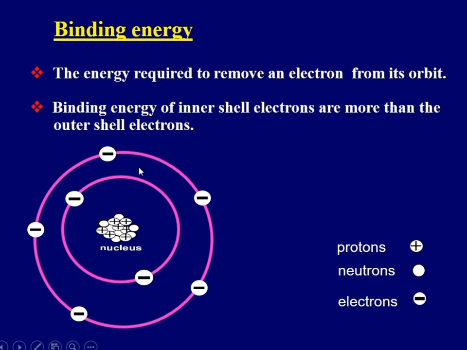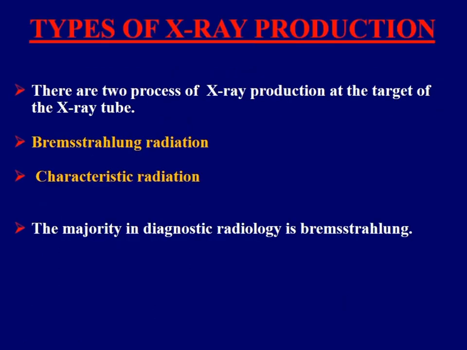So the concept of binding energy is now clear for all of us. Now the main topic comes, which is types of X-ray production. How X-rays are produced and what are the different processes from which X-rays can be produced. So there are mainly 2 different processes from which X-rays are produced: X-rays produced due to Bremsstrahlung scattering, and the next is characteristic X-rays.